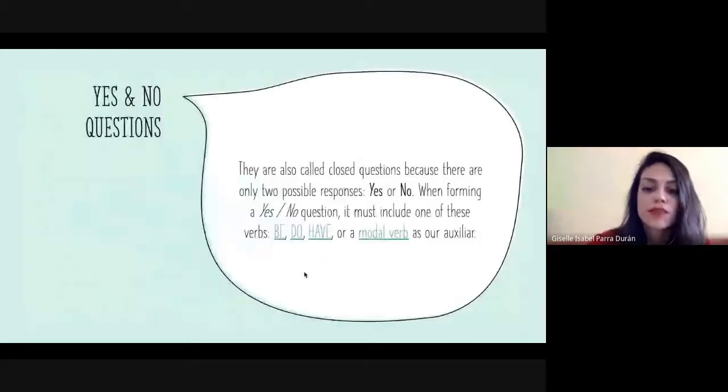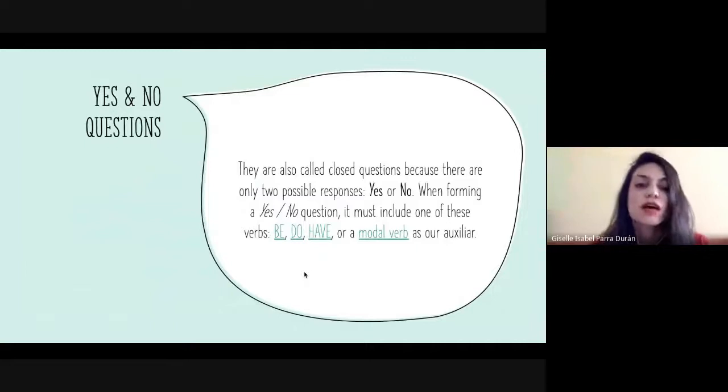Okay. In English, we have two types of questions, the yes and no questions and the WH questions. First, the yes and no questions. They are also called closed questions because there are only two possible responses, yes and no. When we're forming these yes and no questions, we must include one of these verbs, be, do, have, or a modal verb as our auxiliary.